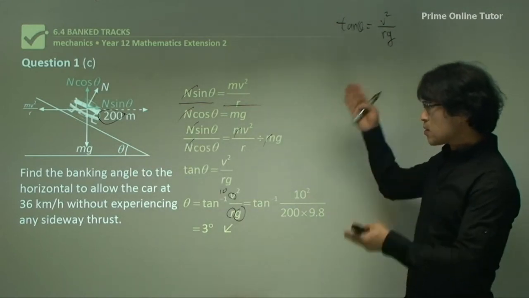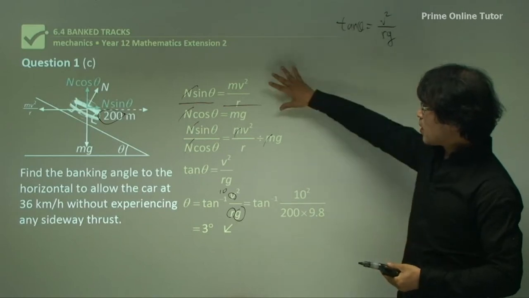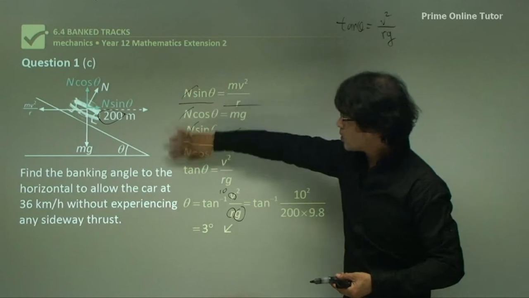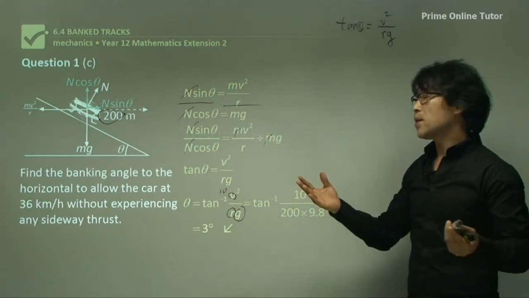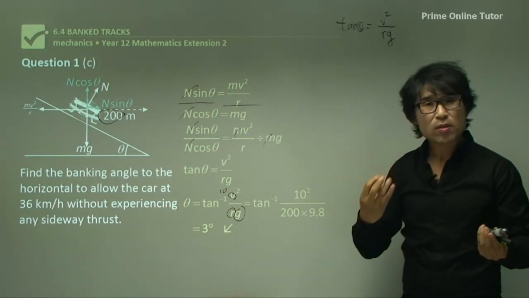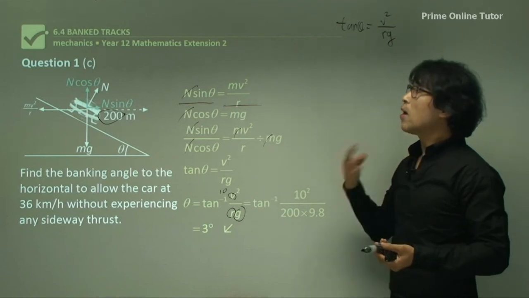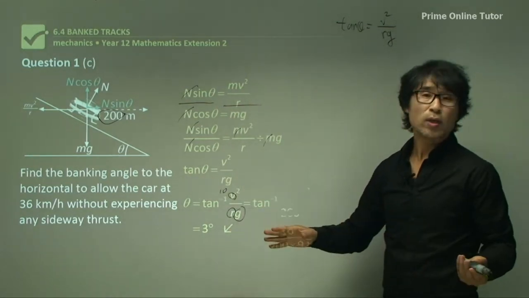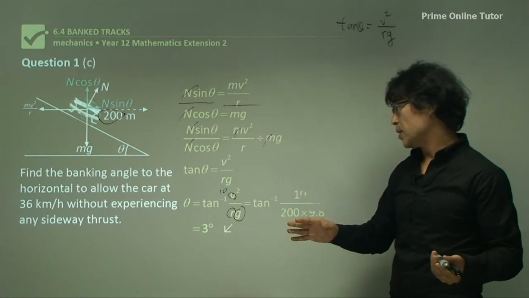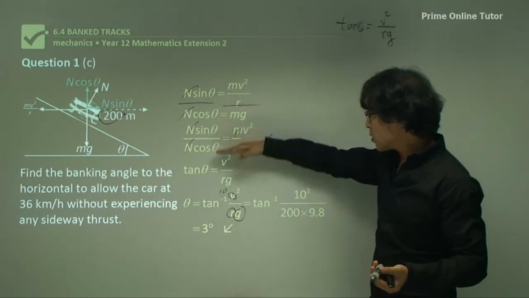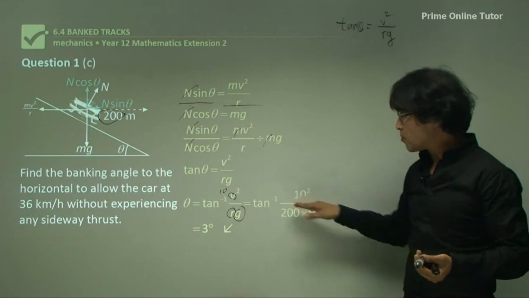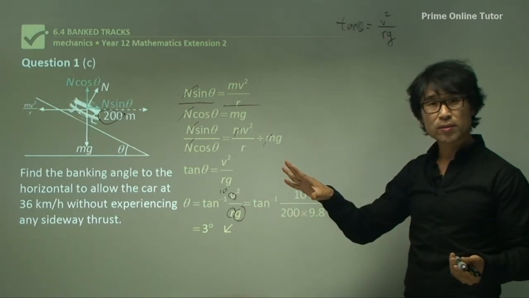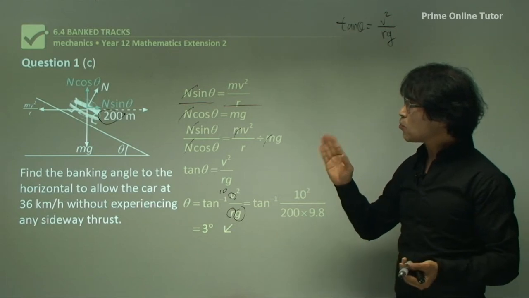So this is a process: step 1, 2, 3, 4. This part may come as an independent question, something like, in this situation, prove this. It is quite a good question already. So I suggest you remember this process. From this point, all you need to do is substitute the values. So that is question 1C.